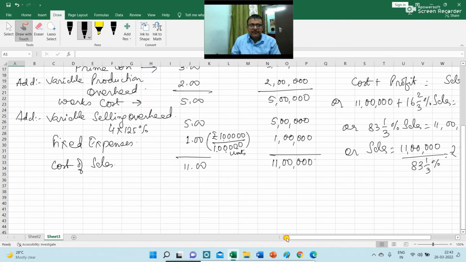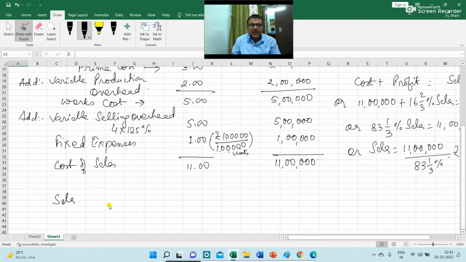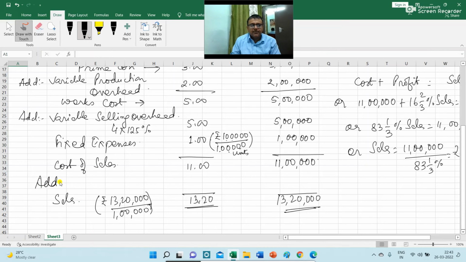So here I am writing the sales to be 13 lakh 20,000 and the per unit selling price will be rupees 13 lakh 20,000 divided by 1 lakh units. So this is 13 rupees 20 paise and your profit per unit will be the balancing figure, and here I am writing 2 rupees 20 paise, and total profit will be equal to 2 lakh 20,000.